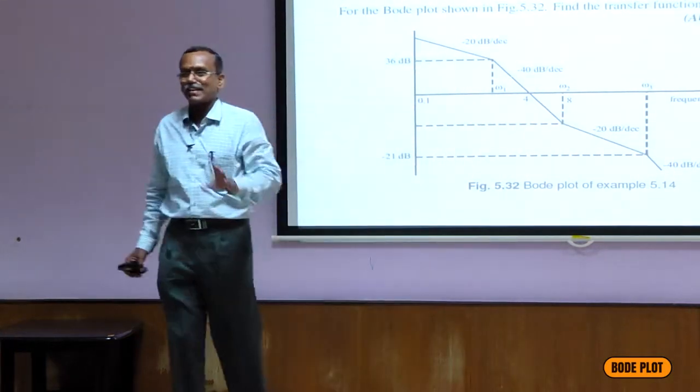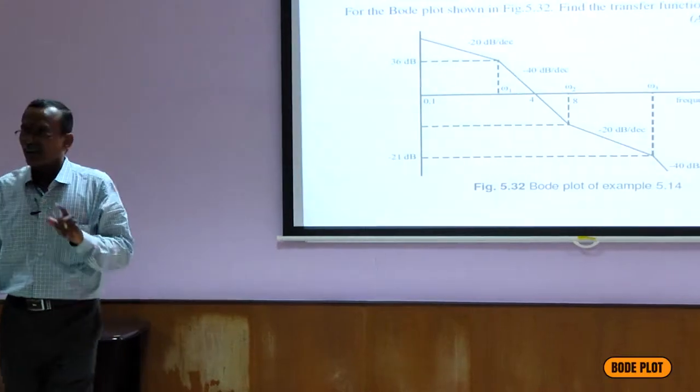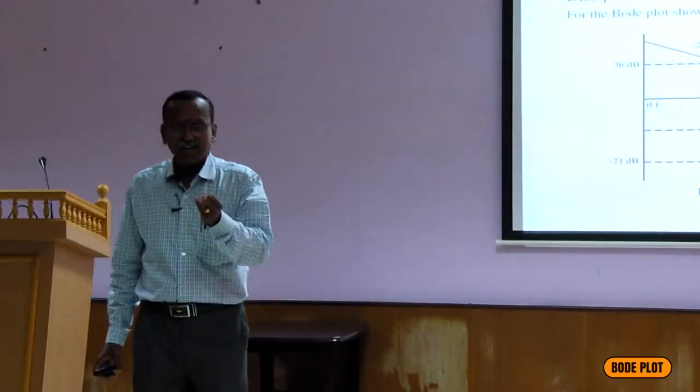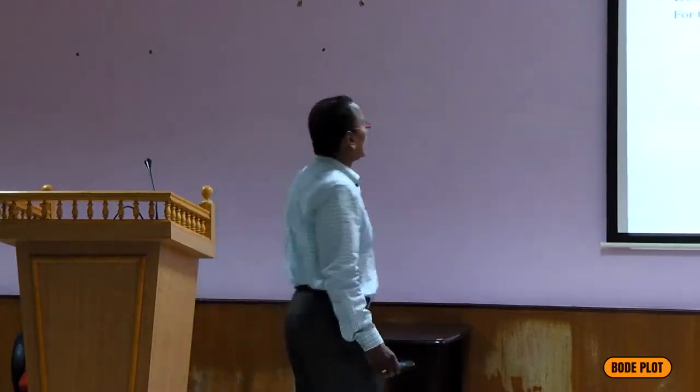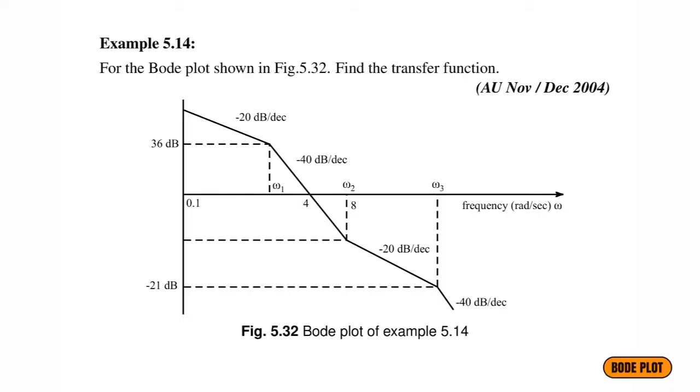Therefore, some k is there, and that k we have to find. But already we find that 1 by s is there. Next, what is the slope? Minus 20 dB is changed to minus 40 dB at the corner frequency omega 1. So at this corner frequency, a first order factor is there, and that's why minus 20 dB becomes minus 40 dB.